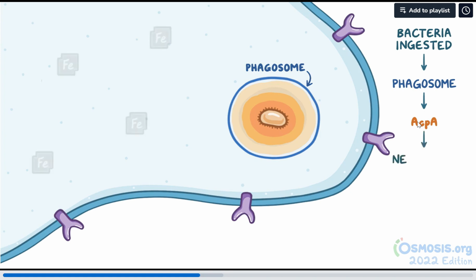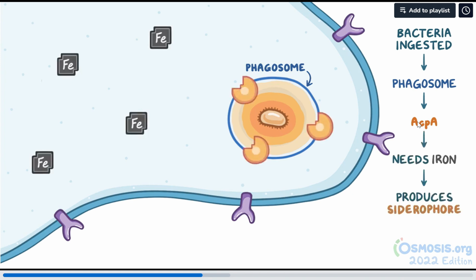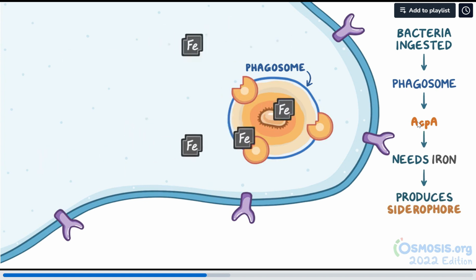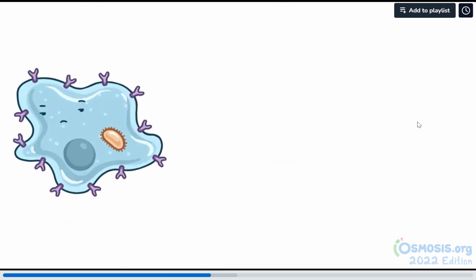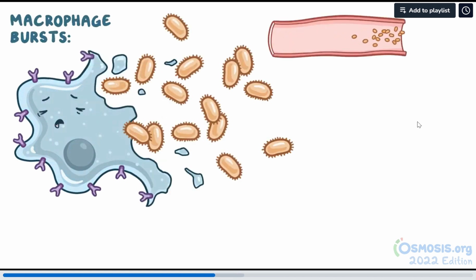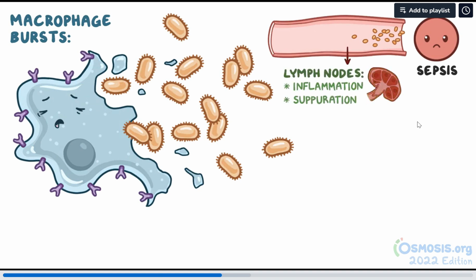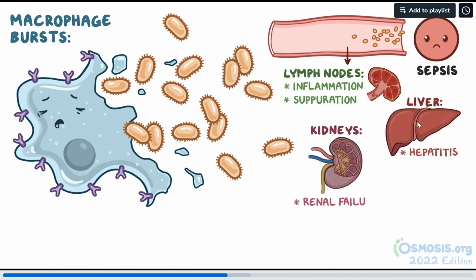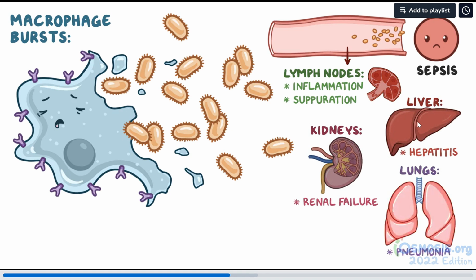And to replicate, it needs iron, so it also produces a siderophore, which is a term used for a group of small, high-affinity iron chelating compounds that snatch iron from host cells. Eventually, after Francisella tularensis has replicated enough, the macrophage bursts and releases the bacteria into the bloodstream, causing sepsis. From the bloodstream, it can spread to other organs, like the lymph nodes, causing inflammation and suppuration, or pus formation. Alternatively, it can spread to the liver, causing hepatitis, the kidneys, causing renal failure, or the lungs, causing pneumonia.